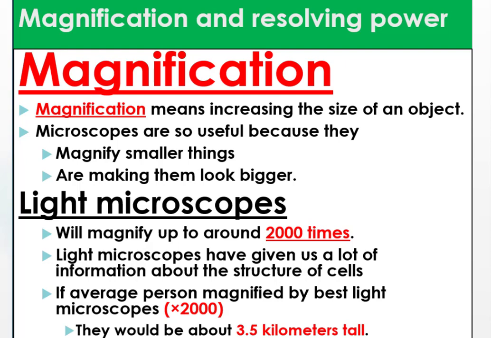Light microscopes are capable of magnifying up to around 2000 times. Light microscopes have given us a lot of information about the structures of cells. If an average person were magnified by this best light microscope, capable of magnifying 2000 times, this person would be about 3.5 kilometers tall.